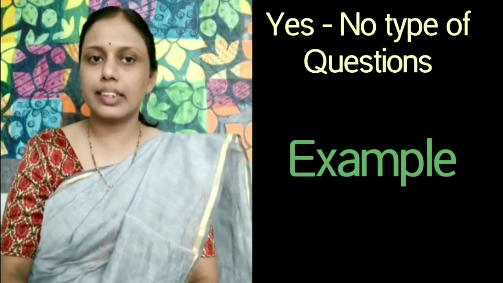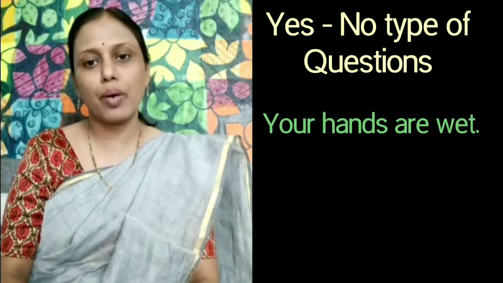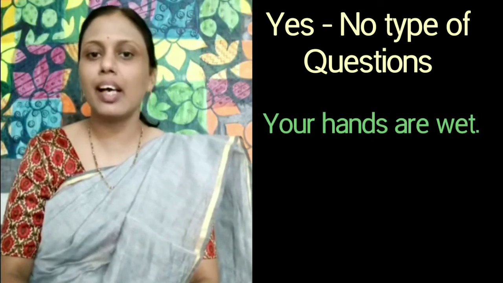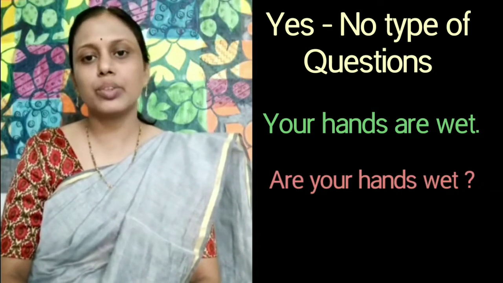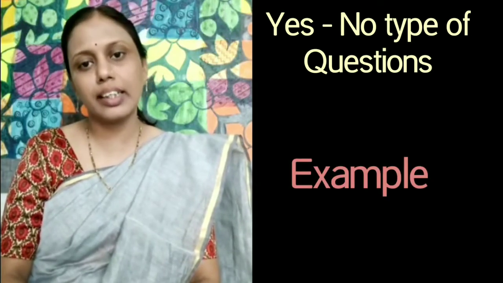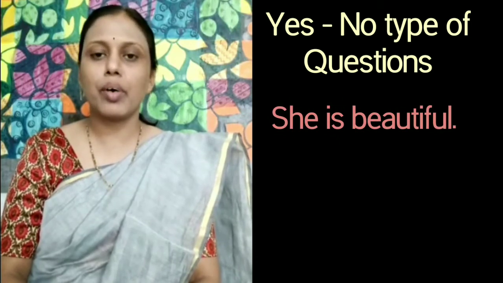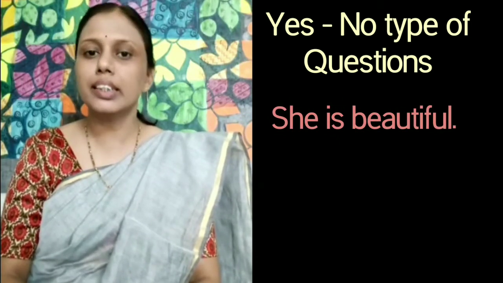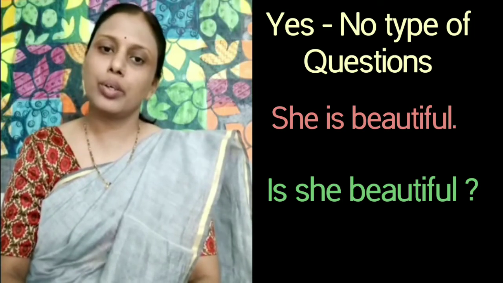Now take the example, your hands are wet. The question form of this sentence will be, are your hands wet? And the answer to this question will be yes or no. Now take another example, she is beautiful. And the question form of this sentence will be, is she beautiful? And the answer to this question will be yes or no.